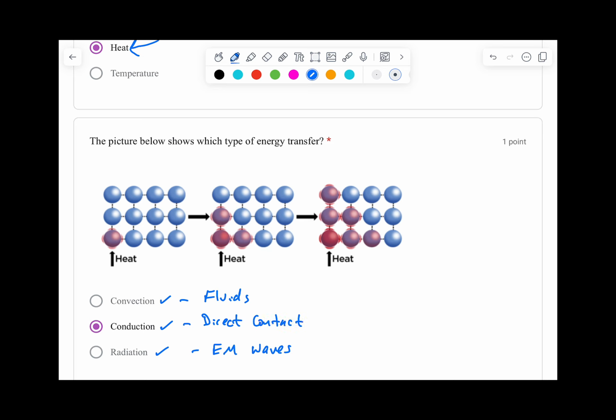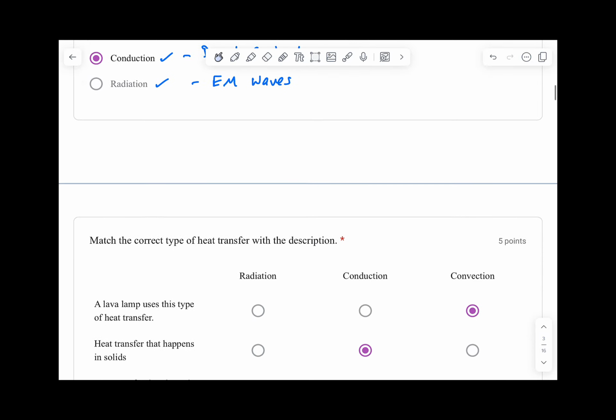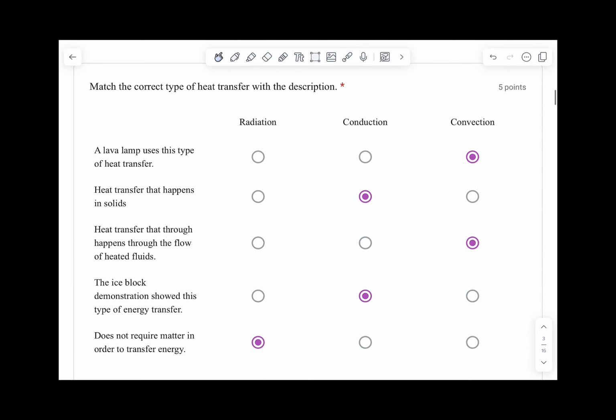So essentially what you see is you have one particle that has energy, and it, by touching these other particles, through those intermolecular forces, it spreads its energy. And then as these other particles are touching other particles, they are spreading their energy. So conduction is direct contact. Next question. Match the correct type of heat transfer.